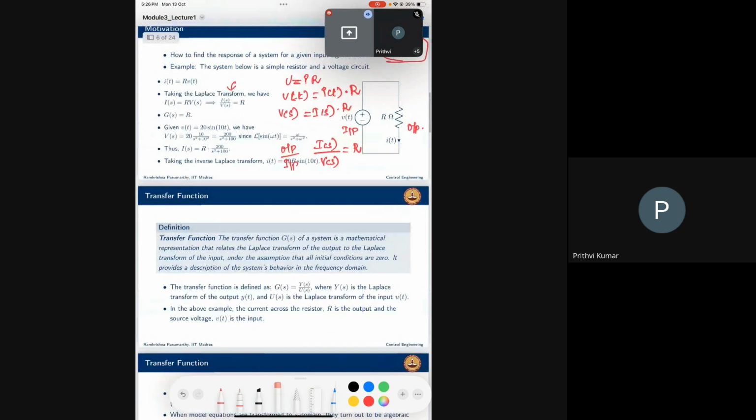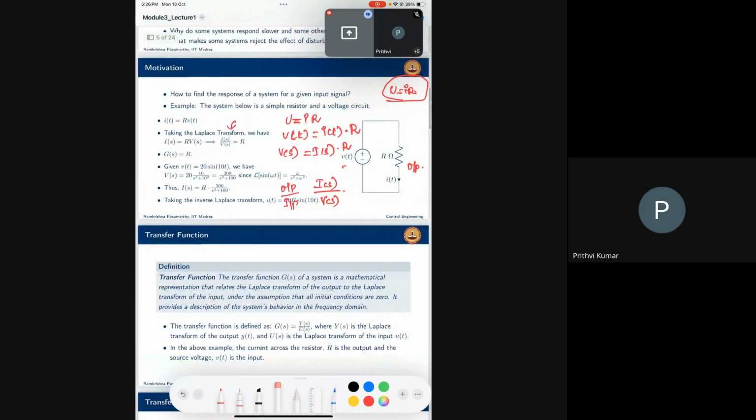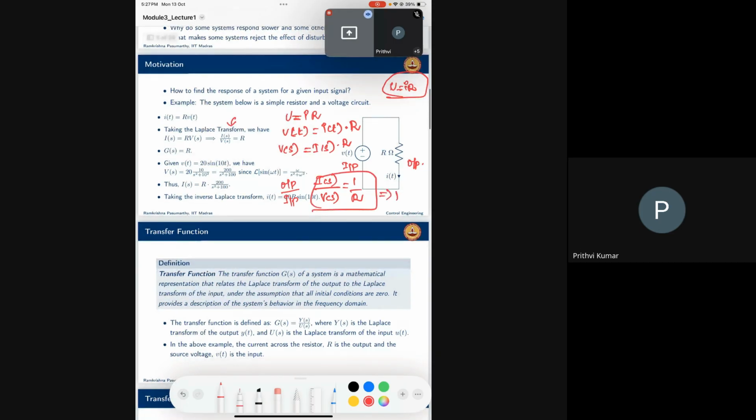I guess if I put I by V, it will be 1 by R, right? Nobody has pointed this out. Okay, then this is the transfer function of the system.